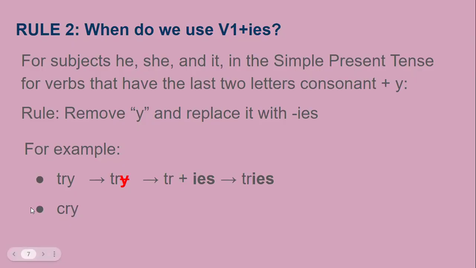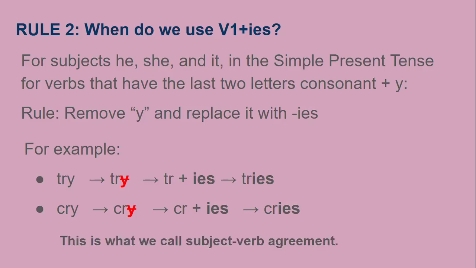Let's try another verb. We have the verb cry in the simple present tense for subject he, she, it. What do we do? We remove the y. We are left with CR. In place of the y, we add IES, and the verb becomes cries. Okay? So this is also what we call subject-verb agreement.